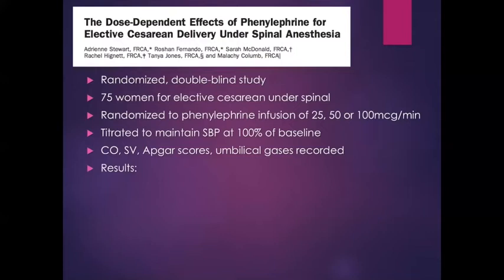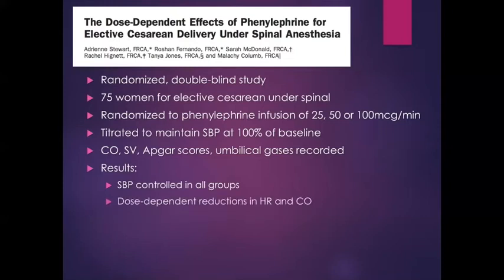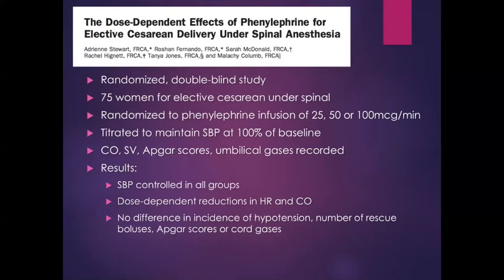What they found was that blood pressure was controlled in all groups. There was a significant time and dose-dependent reduction in heart rate and cardiac output with phenylephrine, as expected. And there were no significant differences in the number of times blood pressure decreased below 80% of baseline, or the number of boluses of ephedrine or phenylephrine required as rescue. Stroke volume remained stable throughout, and APGAR scores and umbilical cord blood gases were similar among the groups.